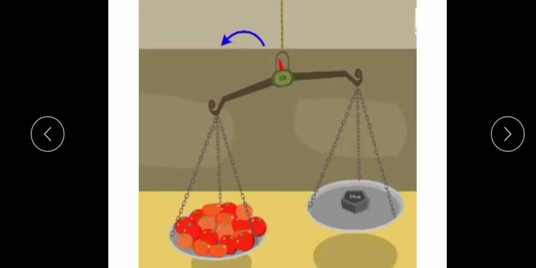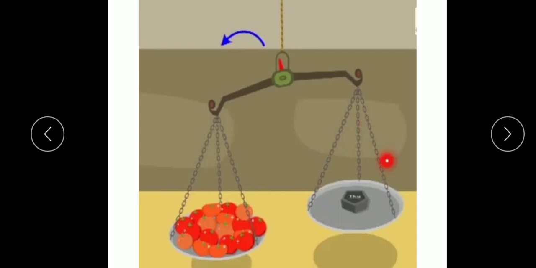Now see children, look here. Let's measure the weight of these tomatoes. Children, first we keep 1 kg of weight. This is your 1 kg weight. But when we put 1 kg of weight here, the pointer is towards the tomato. And even the pans are not balanced. The pointer is towards the tomato and the pans are not balanced.